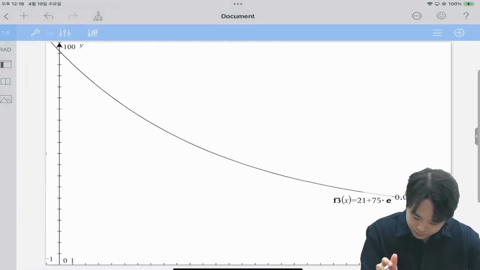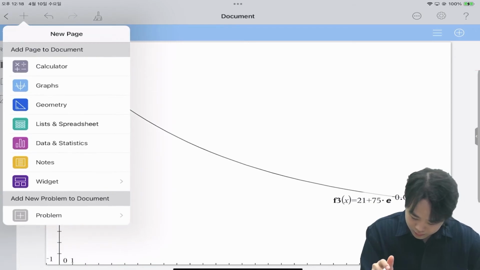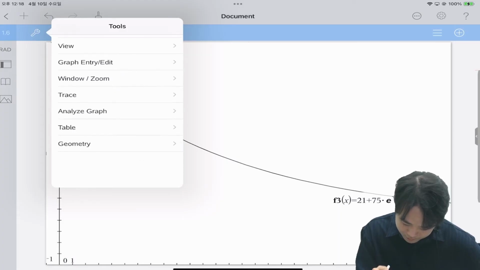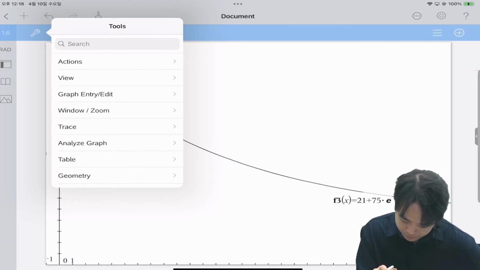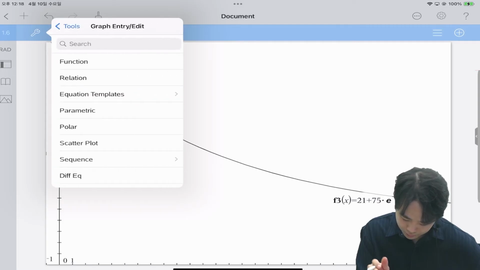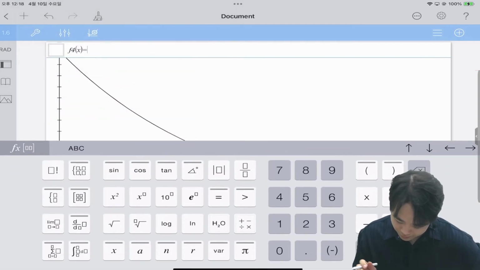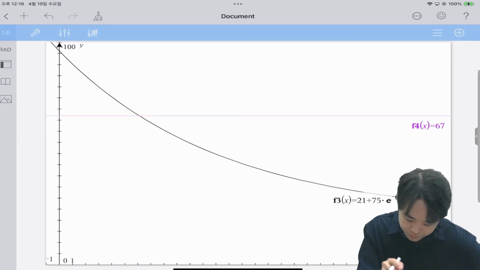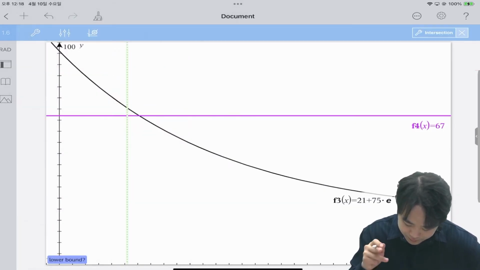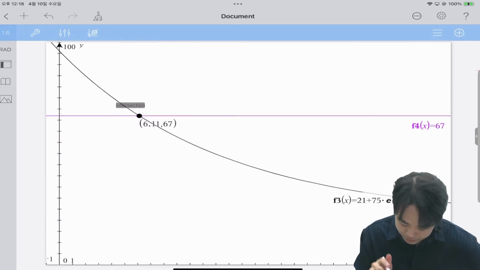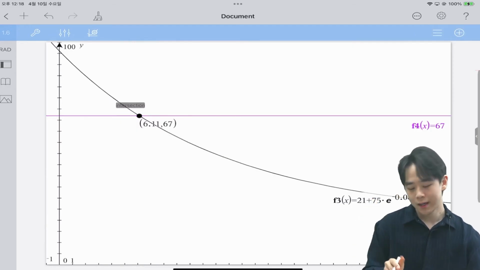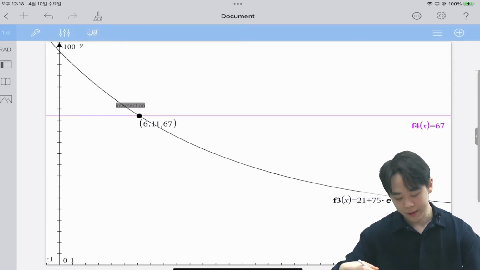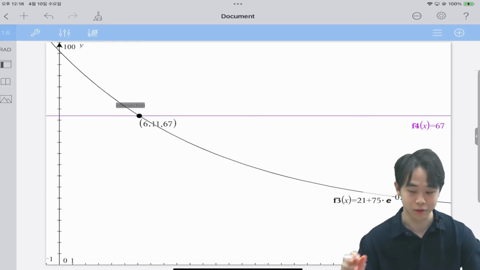So another function we might want to add, so graph entry function, is y equals 67, right? We might want to find the intersect. So analyze graph, find the intersect between these two points, right? So we know when time is 6.11, the temperature falls down to 67, right? So by the 7-minute mark, that's the first integer value for which the temperature is less than 67, right?